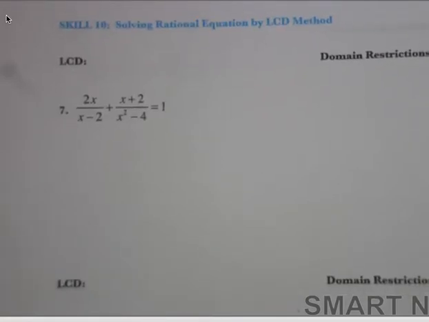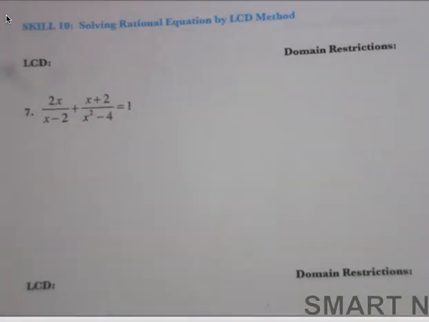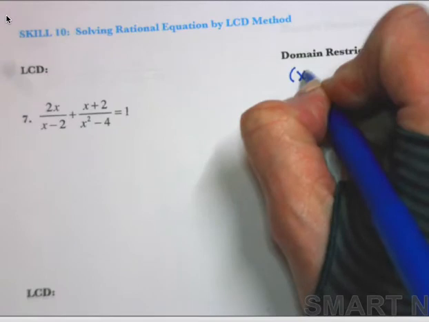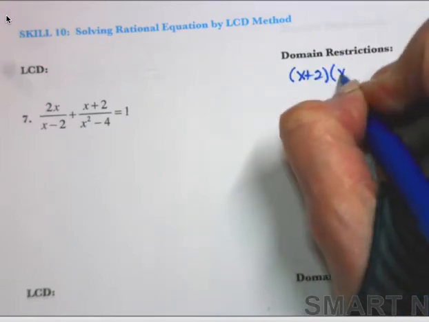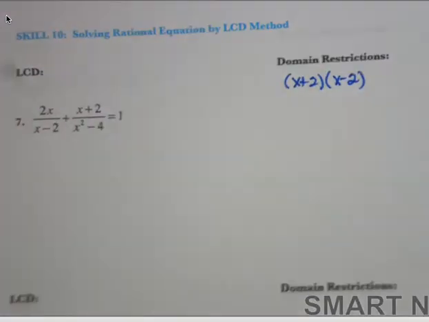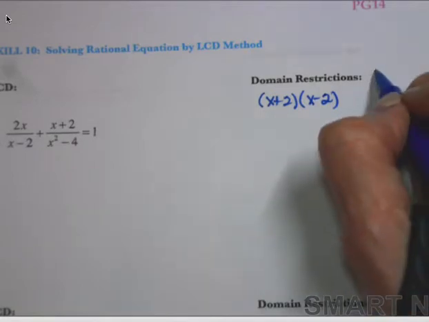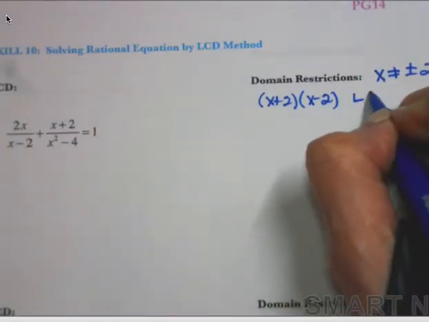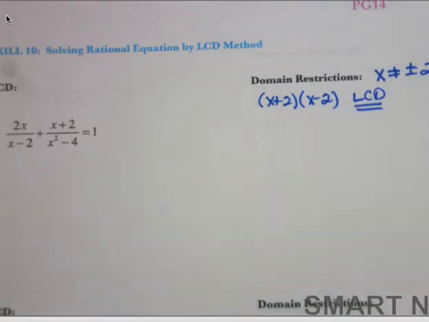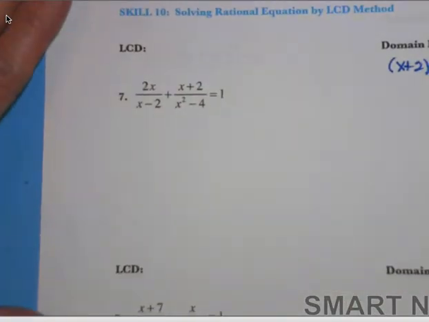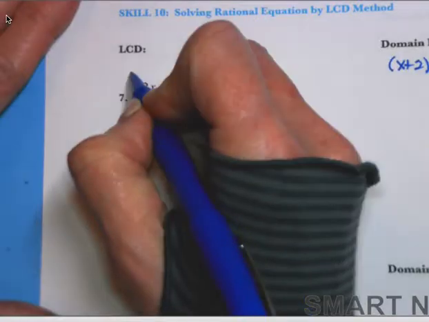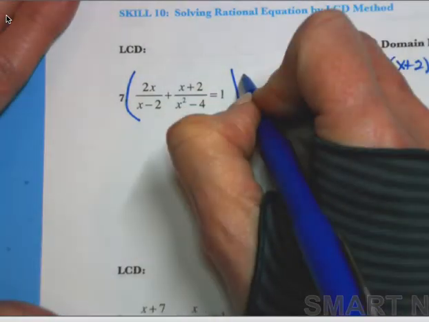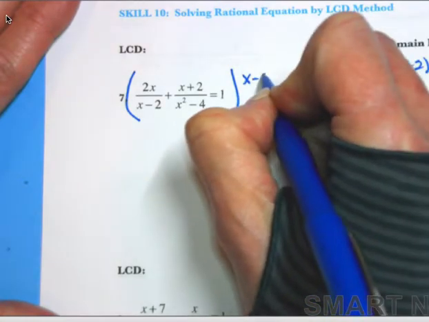Okay, so my common denominator here is going to be x plus 2 times x minus 2, which means that my domain restrictions are going to be positive and negative 2. So this is my LCD and my domain restrictions. So I'm going to solve this by the LCD method, which means I'm going to bracket the entire equation, and I'm now going to multiply by my common denominator over 1.